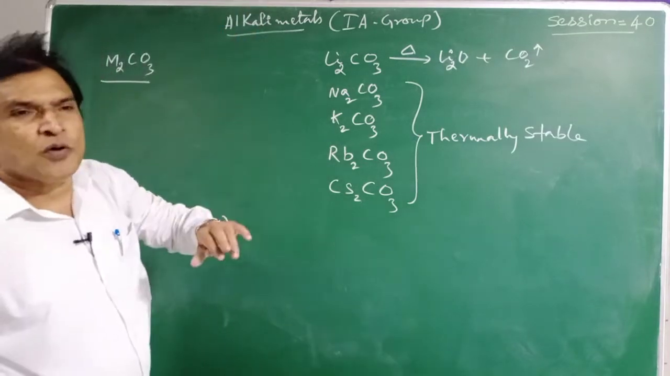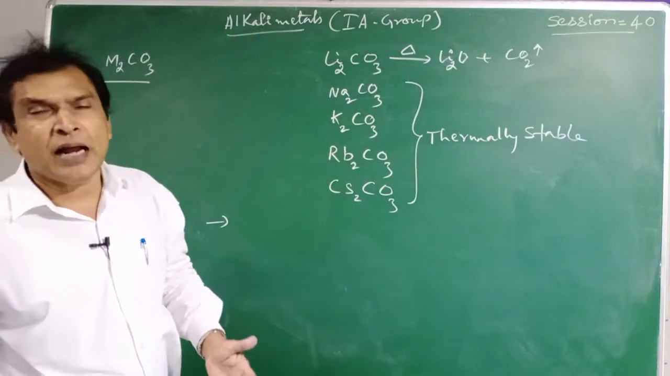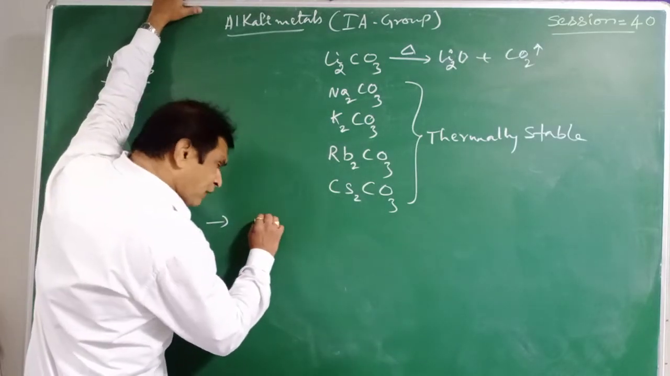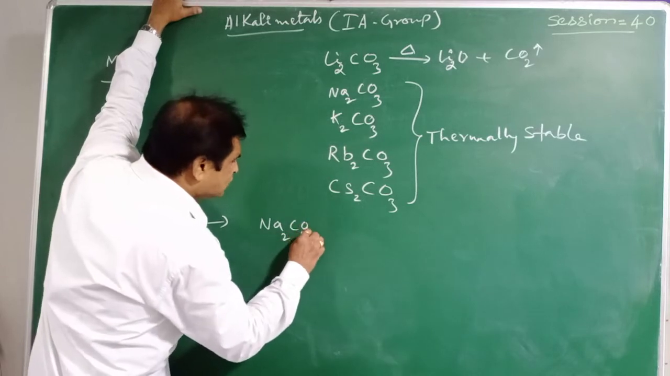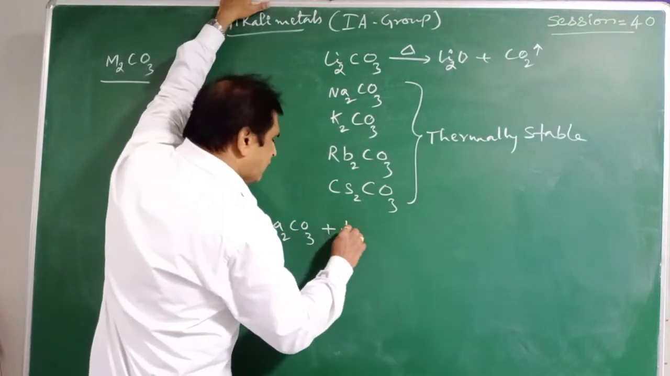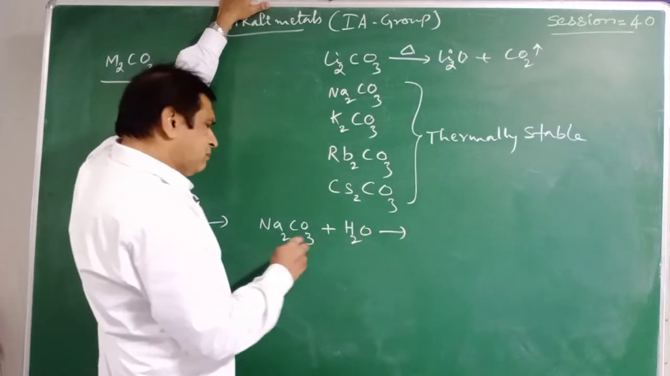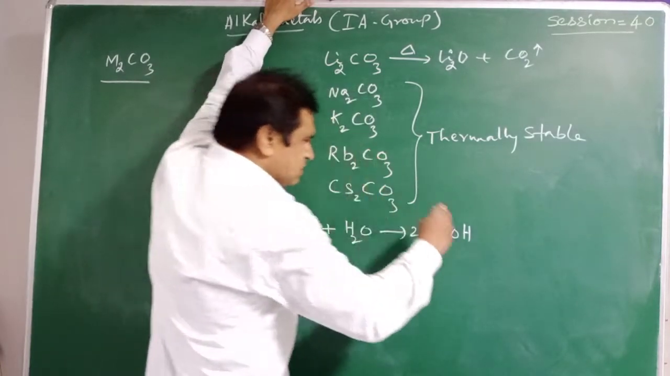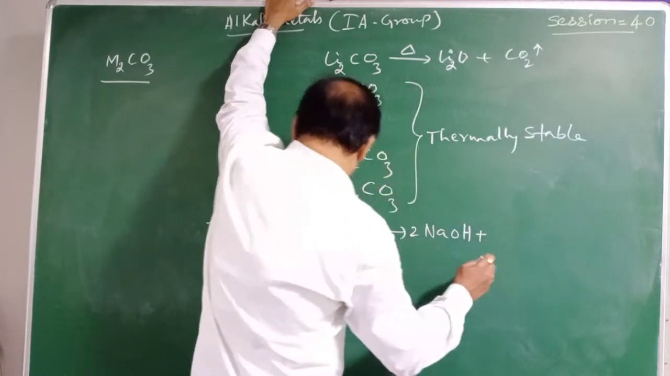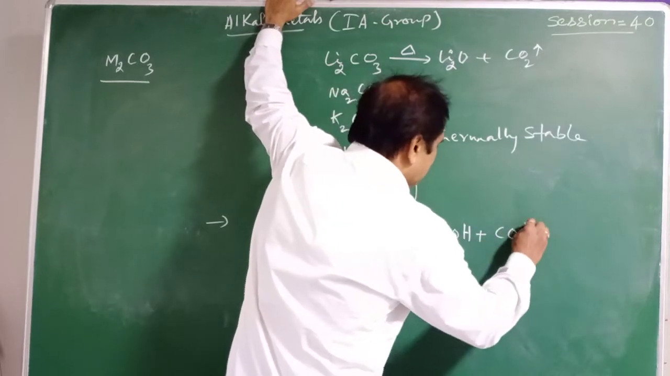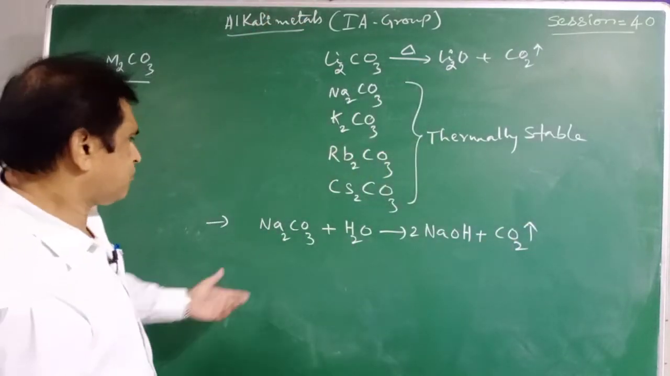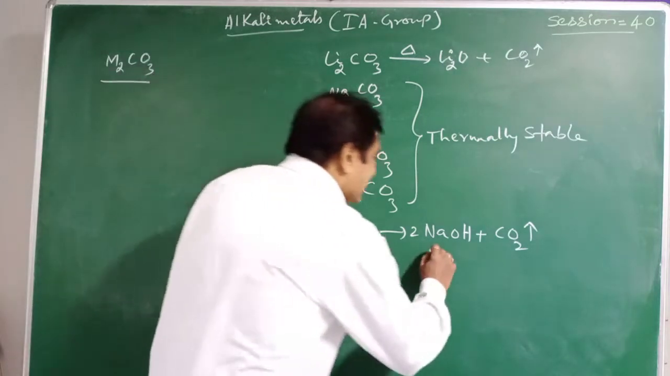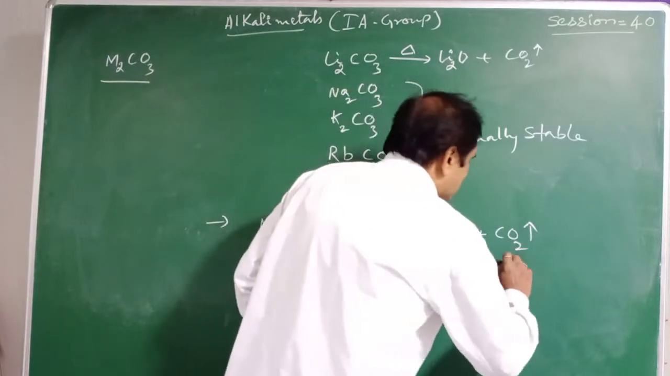And the next one, what is the solubility of these carbonates? Carbonates are soluble in water and form the corresponding aqueous solutions, that is, alkaline in nature. For example, sodium carbonate, when dissolved in water, forms sodium hydroxide, NaOH, plus CO2 gas is liberated. That's all, it is balanced. When a metal carbonate is dissolved in water, it forms the corresponding metal hydroxide and liberates carbon dioxide gas.